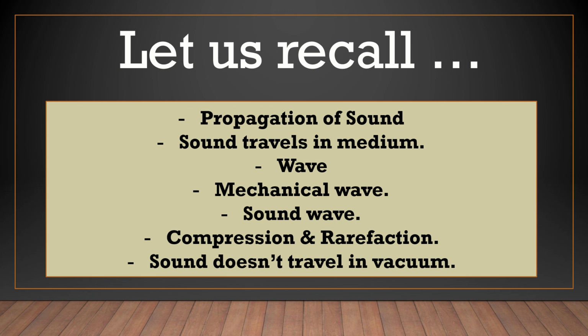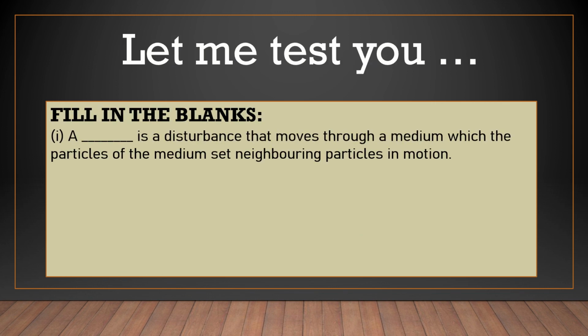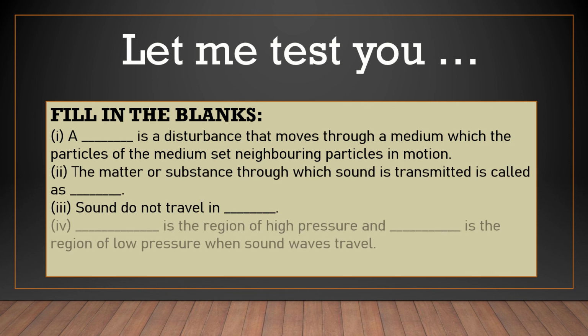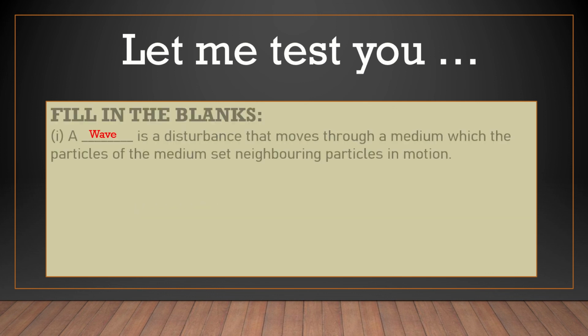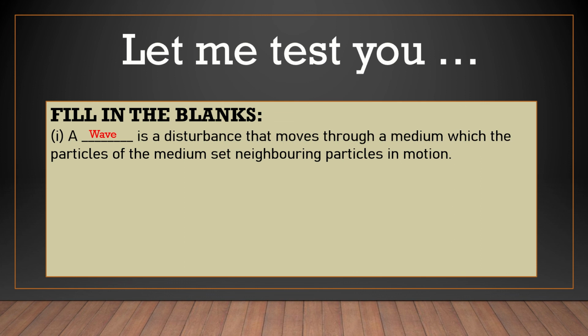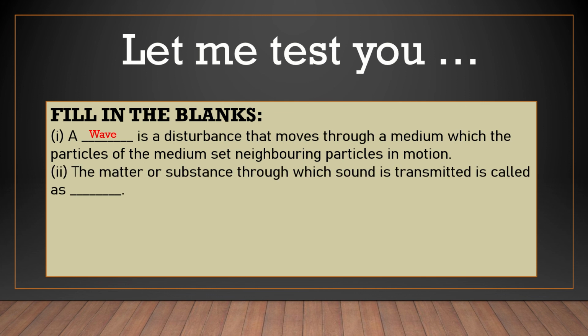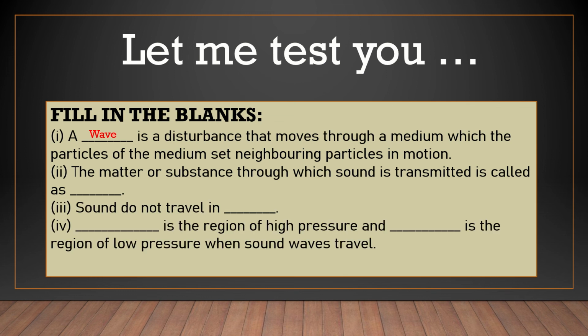Let me see if you have really understood what I've told you today. Let me test you now. Fill in the blanks. A dash is a disturbance that moves through a medium in which a particle of the medium sets the neighboring particle in motion. So it is a wave. Very good. The matter or substance through which sound is transmitted is called dash. Think, what would be the answer? It is the medium.